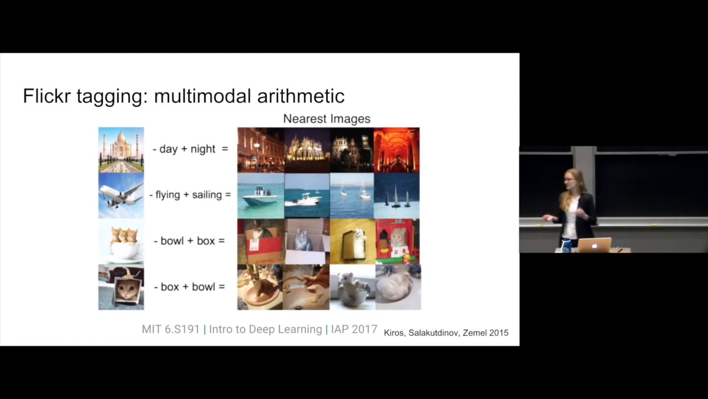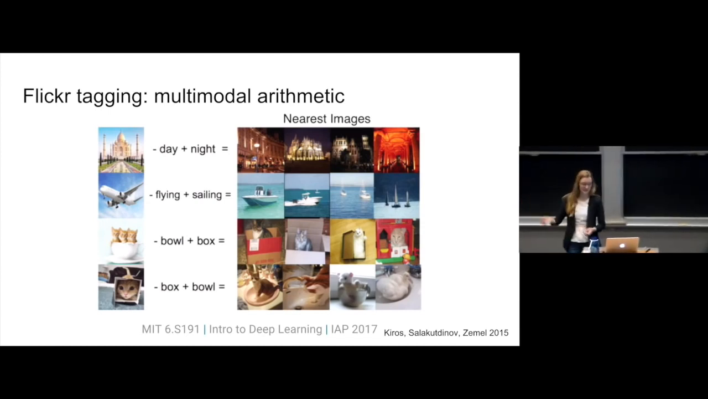Here's something really cool you can do with this joint space: you can do multimodal arithmetic. Let's say you have this image of the Taj Mahal. You take its vector representation in this high-dimensional space. Then you subtract the vector representation of day, and you add the vector representation of night. Then you might actually get pictures like this, where it's buildings at night that sort of look like this picture. You can even do kitten in a box, and change it to pictures of kittens in bowls. Except for the mouse and the duck.